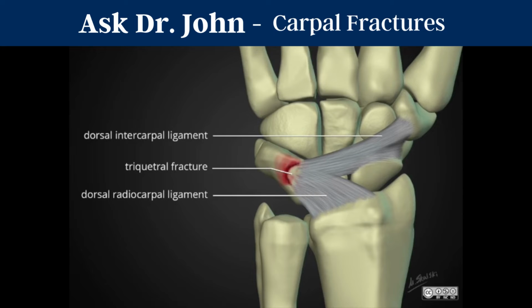And in this slide, you can see there's something called a dorsal radiocarpal ligament. There's a dorsal intercarpal ligament, and that attaches to the triquetrum. When sufficient force has occurred, such as after a fall, the ligament actually pulls on the bone and does what's called an avulsion of that bone, meaning a part of the bone has been removed from its main portion or main body.